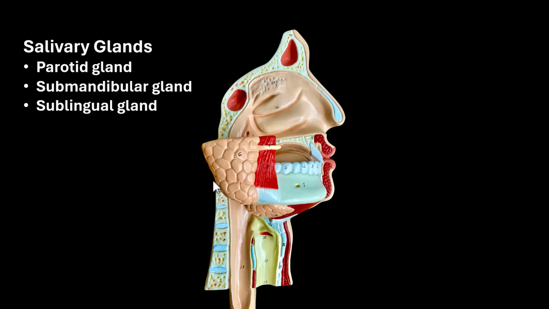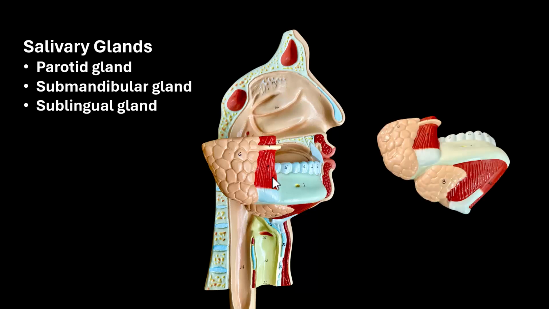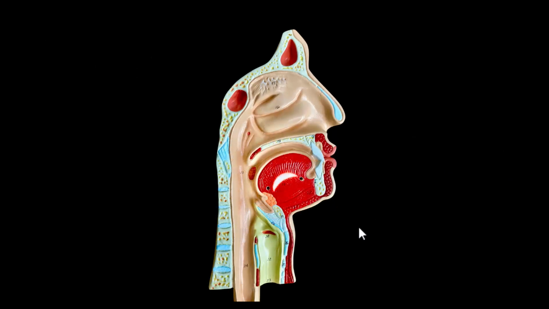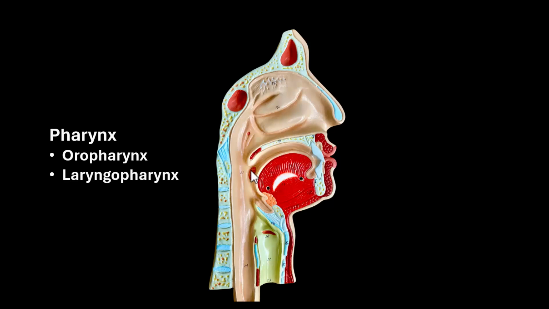Looking at salivary glands. On the side here, we have the parotid gland as well as the parotid duct. Underneath is the submandibular gland, and we can see it a little better if we remove this and rotate it a bit. So here's the submandibular gland. And then we have the sublingual gland that we can't see on the models. They're going to run along the sides of your tongue. Looking at the pharynx, we have the oropharynx and the laryngopharynx. And these will be shared with the respiratory system as well.